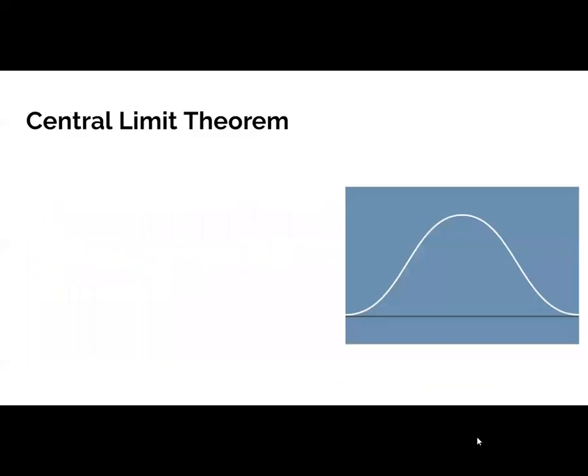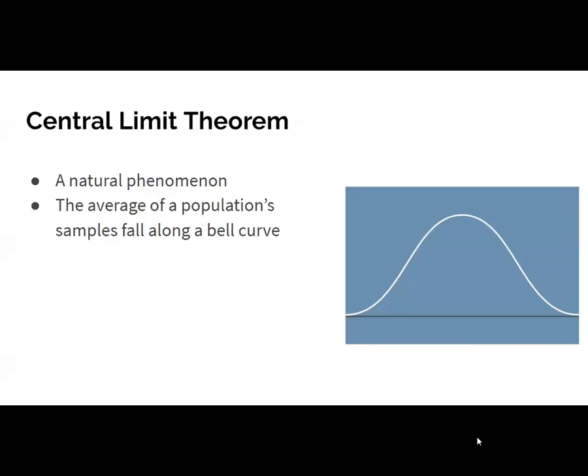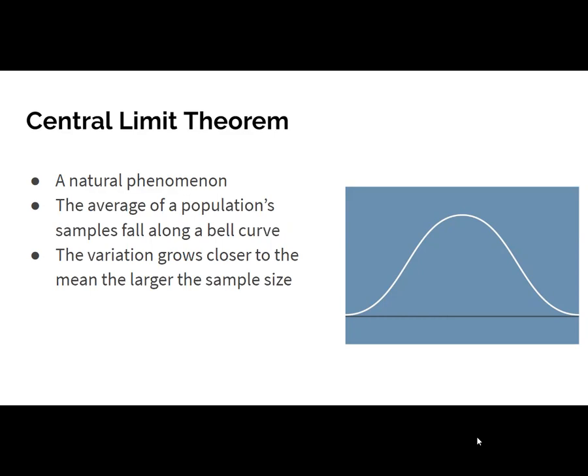Anytime I read that, how did you find these things? How did you do it? So if I were to summarize it in layman's terms, it's a natural phenomenon. So that's worth knowing, that it's a thing that repeatedly happens in nature. And it says that the average of a population's samples fall along a bell curve. And the variation grows closer to the mean the larger the sample size. So that's why we always look for that large sample size, because you're getting closer to the population average. And this allows us to conduct inferential statistics.